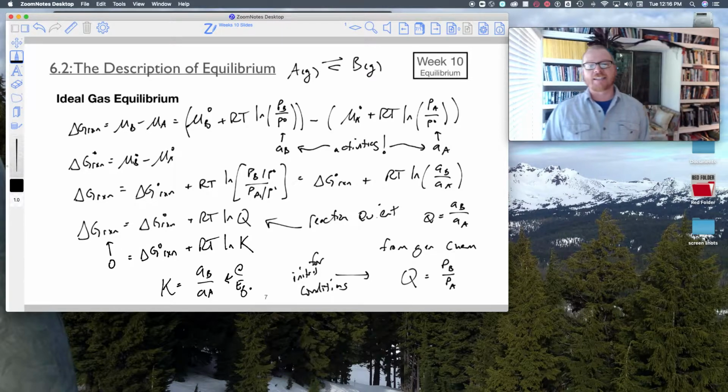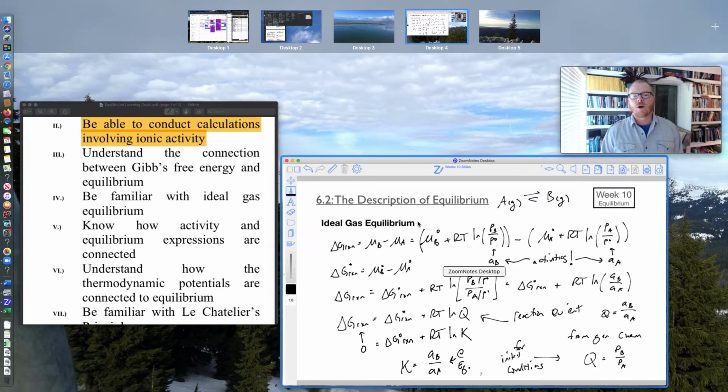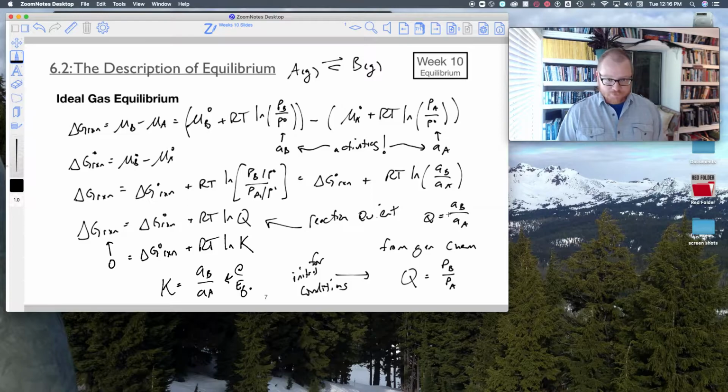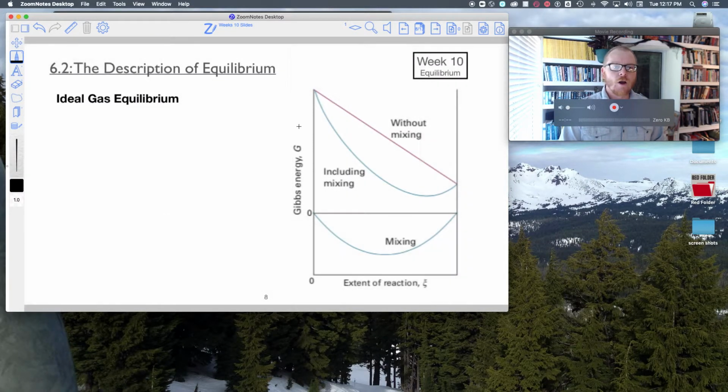Hopefully you all remember this stuff. And so why is this ideal gas equilibria? Well, it's ideal gas equilibria because of how I'm able to just say the partial pressure of B over the standard pressure is its activity, which can be directly related to the number of moles. So that's what makes this come from ideal gas equilibrium.